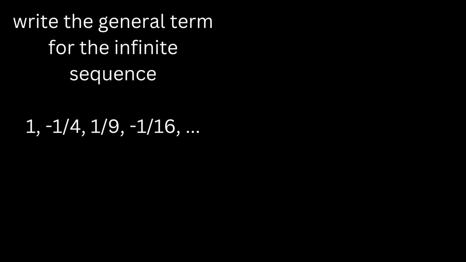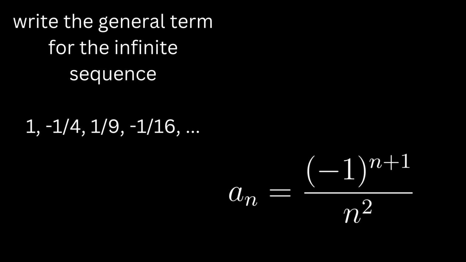The denominators are the squares of the positive integers. So the nth term of the infinite sequence is given by the formula a sub n is equal to the quantity -1 raised to n plus 1 over n squared. Check this sequence by using this formula to find the first four terms.